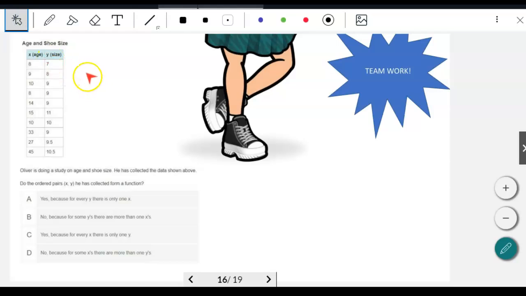All right, so age and shoe size. Okay, so wow, your foot keeps growing when you're 45. I hope not. Actually, I'm older than that, but hopefully it stops, right?